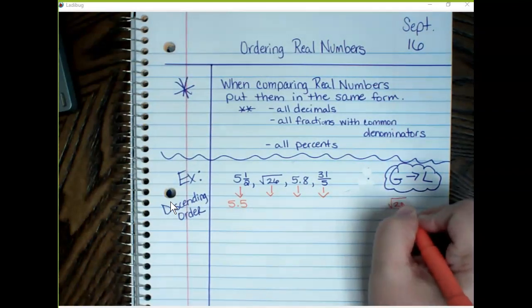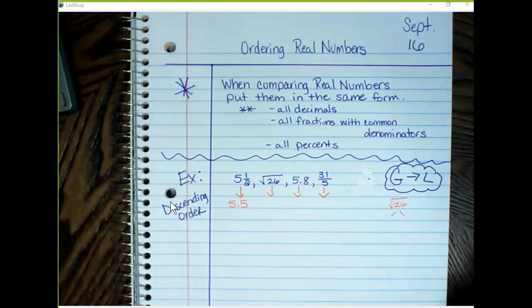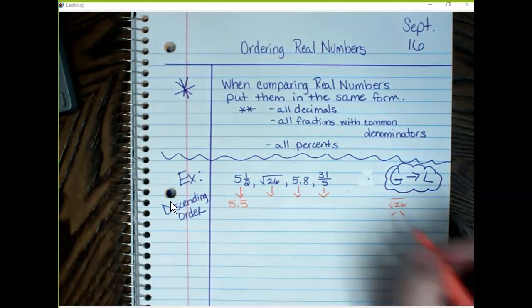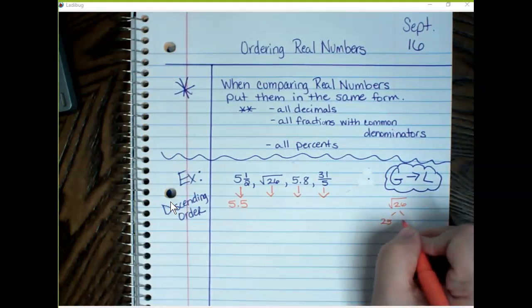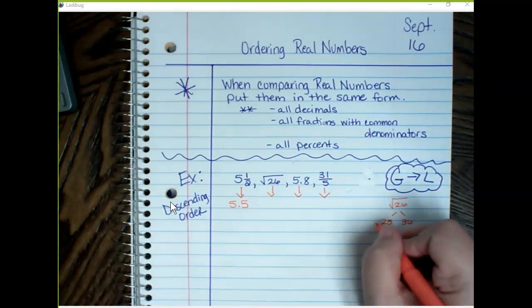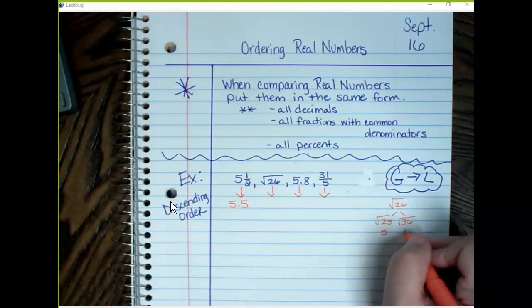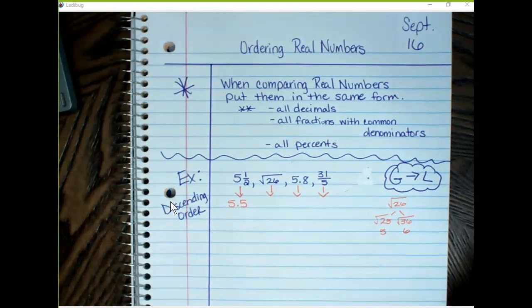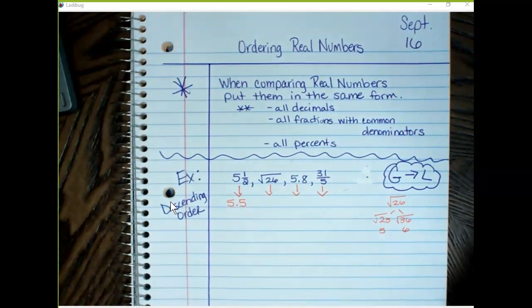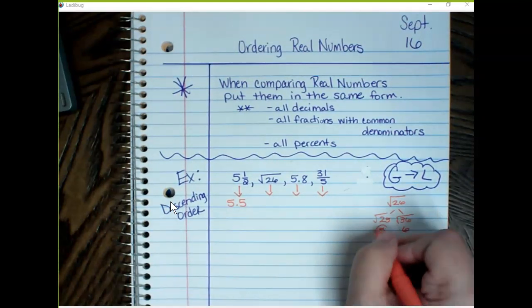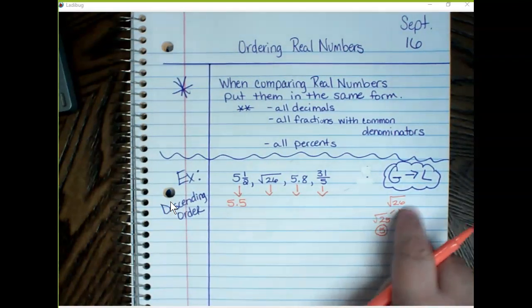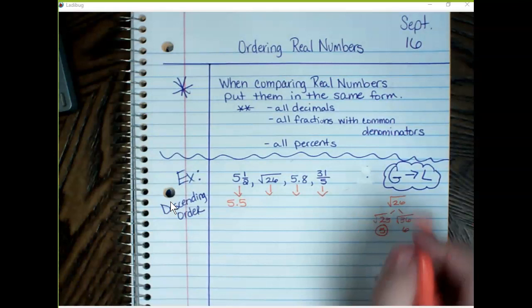Square root of 26 falls between what two perfect squares? 25 and 36. If I take the square root, that means it's between 5 and 6. Is it closer to 5 or is it closer to 6? 5, and it's really, really close, right? One step away.